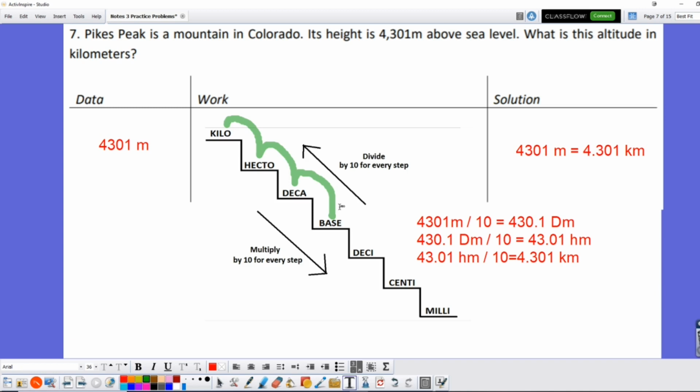There's a few of these that would be really handy to memorize. We know that going from base to kilo, that's 1,000. Base to centi, you're multiplying by 100. And then base to milli, that's the third one. If you can memorize those three, that'll be really helpful for you in the future and make this process a little bit faster. So base to milli, that's multiplying by 1,000. Base to centi, multiplying by 100. And base to kilo is dividing by 1,000.